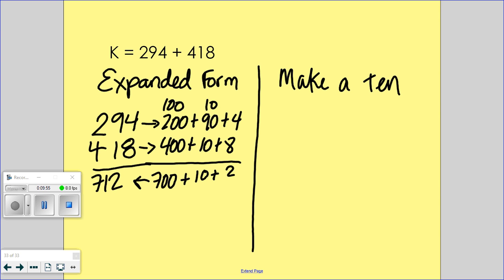If you do not feel comfortable yet with your make a 10, do this one with me. If you don't feel comfortable doing it by yourself, please do it with me. 294 plus 418. I'm going to do it in a different color. Which number would we like to make a friendly number? Thomas? Awesome. What is 418's next closest friendly number? Because 418 is really hard for me to add in my brain. Kylie, you want to help him out? It's going to be 420. There we go.